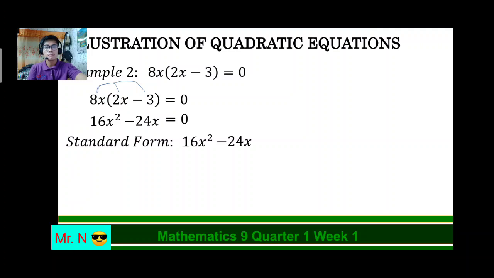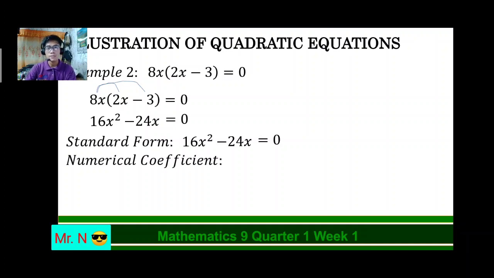16x squared minus 24x is equals to 0. Quadratic term, linear term, constant term is equals to 0. And now, let's identify the value or the numerical coefficients, the value of A, B, and C. A can be found in the quadratic term, the numerical coefficient there, which is 16. And B can be found in the linear term, beside x, which is negative 24. And C is the constant term. At kung makikita nyo, wala siya dyan, so meaning to say, C is equals to 0.